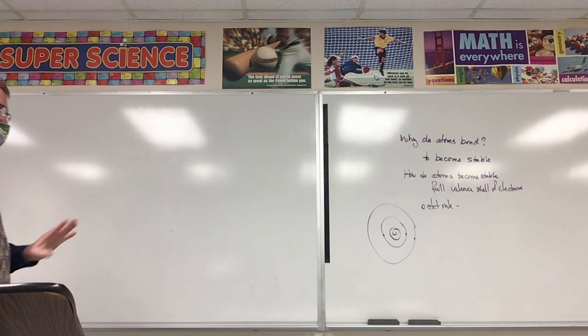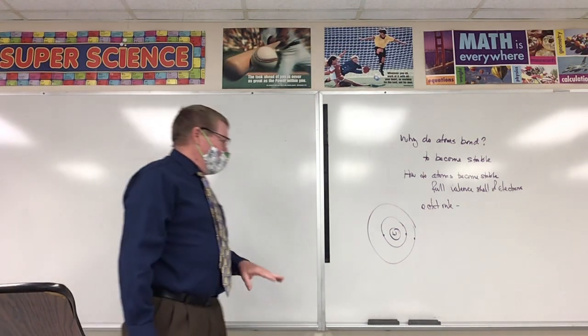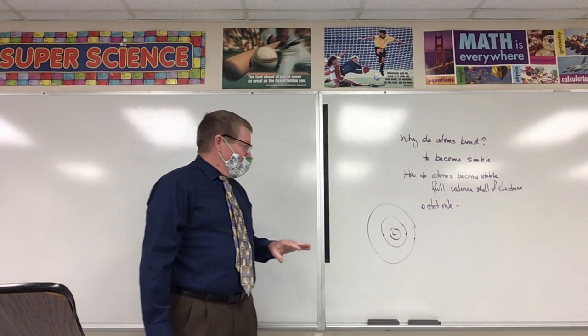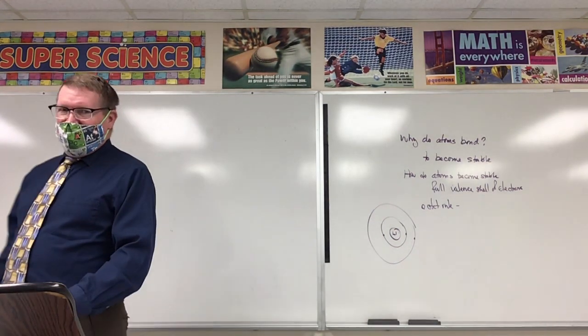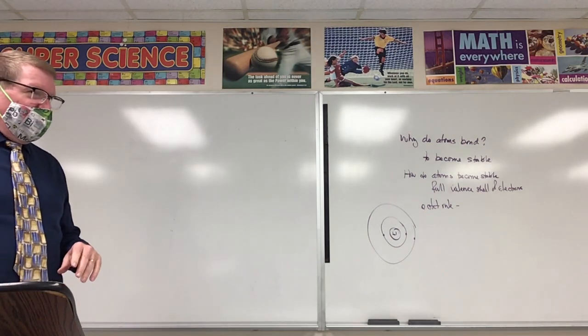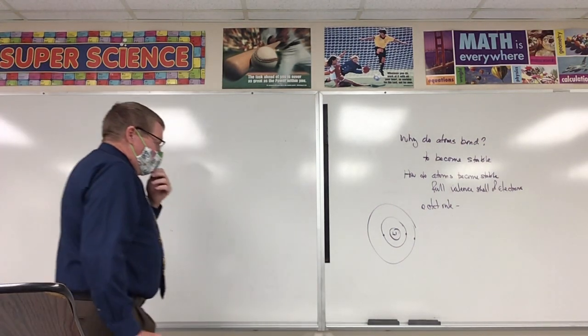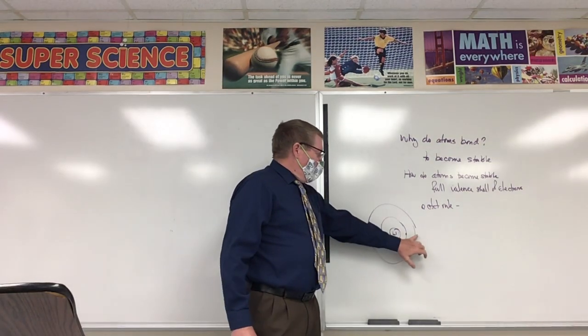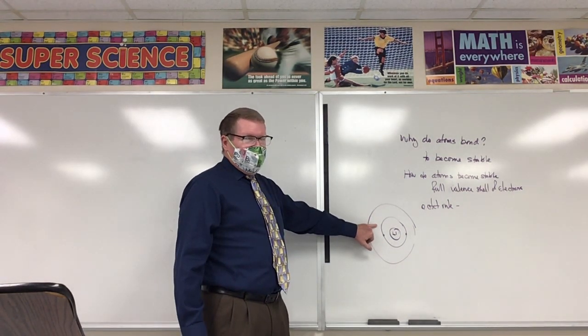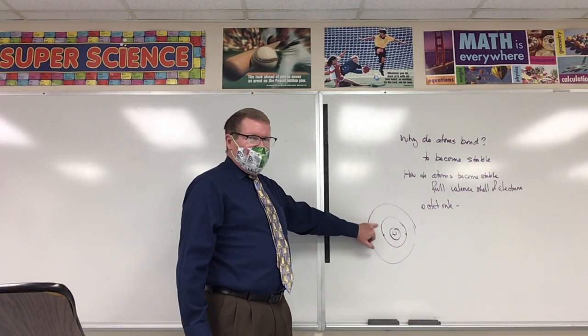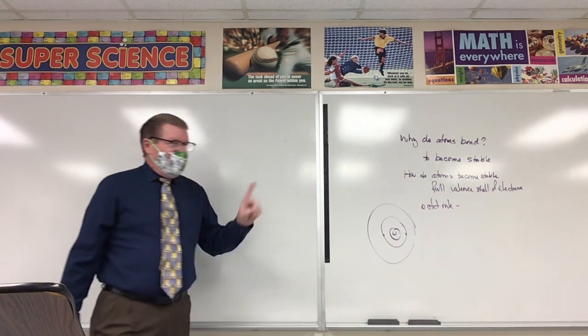The first energy level has 1, so 2 times 1 squared would be 2. The first energy level holds 2. For 2 energy levels, 2 times 2 squared would be a total of 8. So if we lose one, now the outside energy level is the first energy level, which only has 2, but it's full.